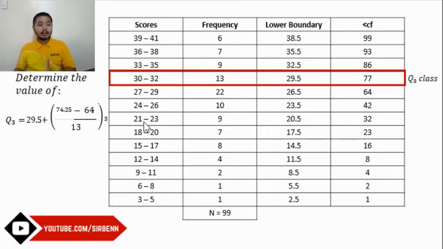Ngayon, gamitin na yung calculator. Mas madali kung gagamit talaga tayo ng calculator dito. First, i-minus na muna natin yung numerator, yung mga numbers sa numerator natin. 74.25 minus 64, and that would be 10.25.